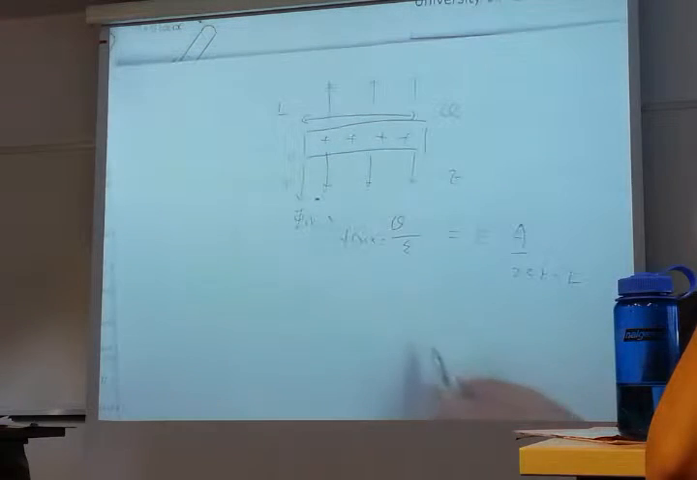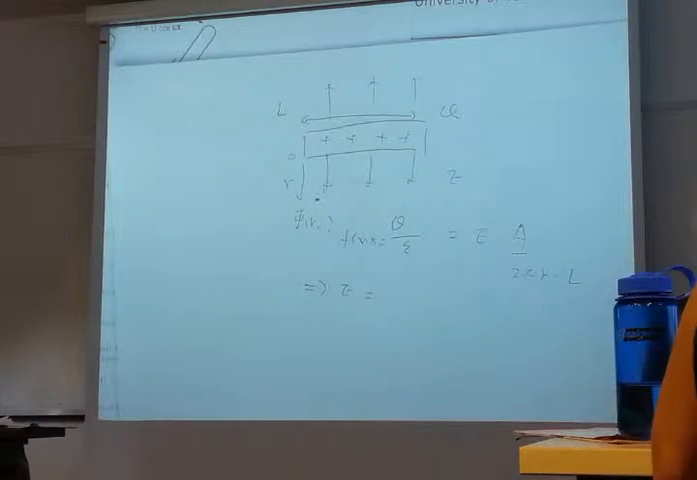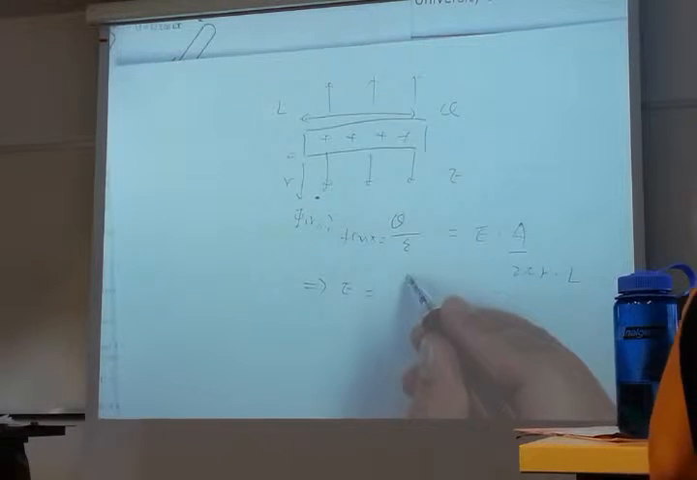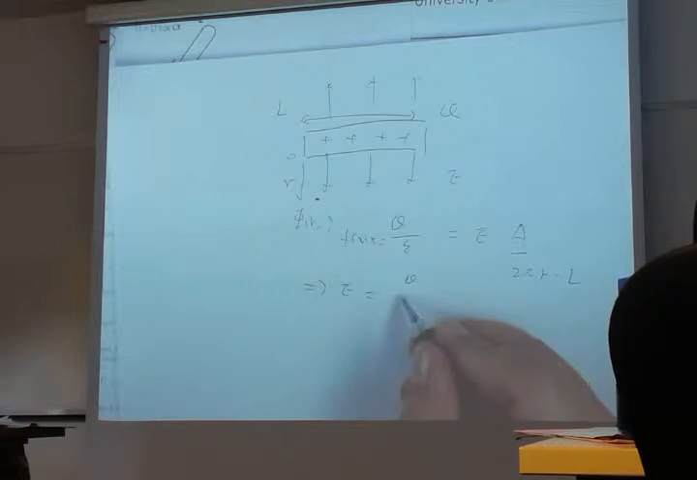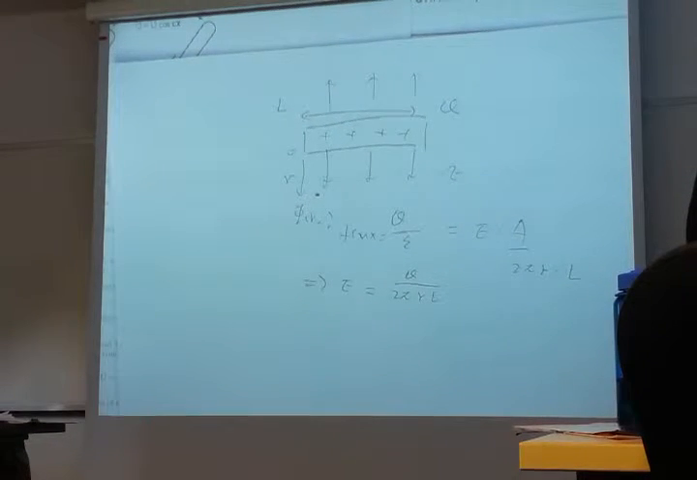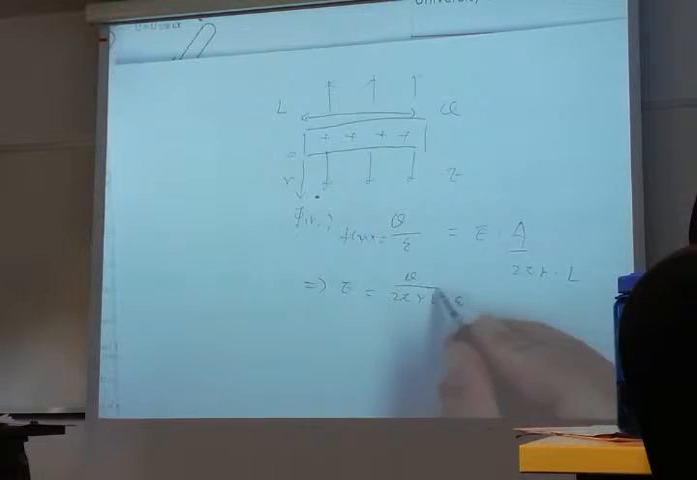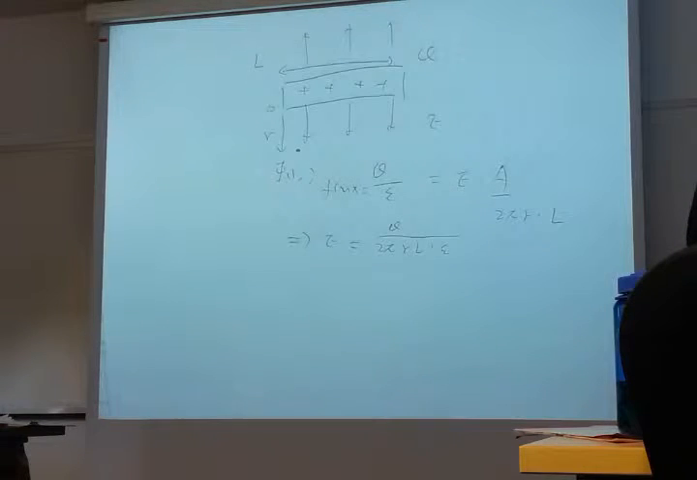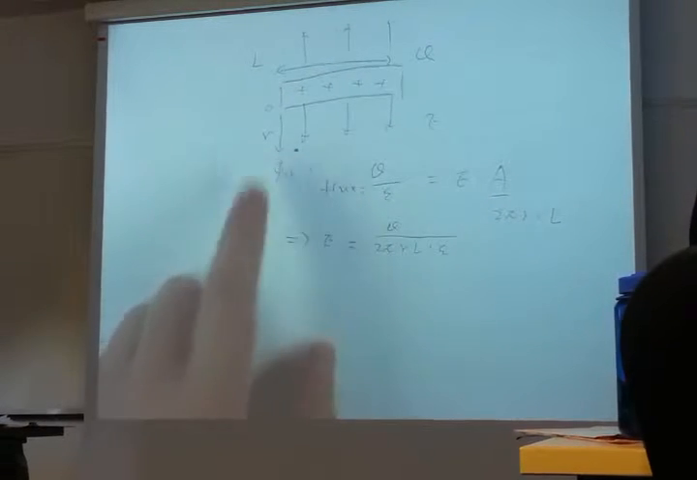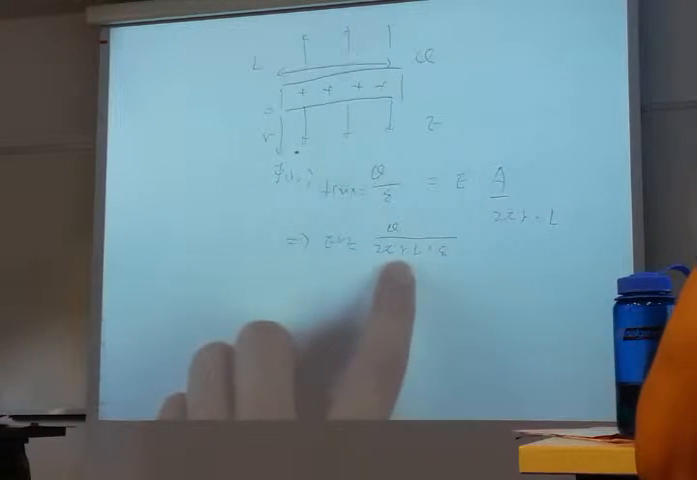And from here, I can find my E. The E will equal Q over 2 pi R L times epsilon. And our target is, if you know the E, by the way, I can actually call it E_R, yes, it has the R here, right?